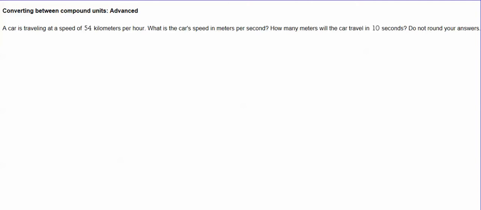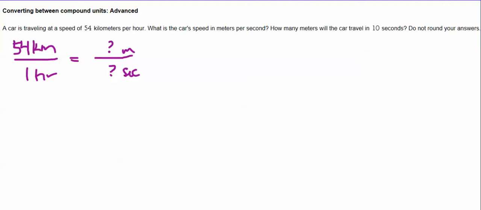They will have a follow-up question just like they did with basic, and we'll ignore that follow-up question until we've addressed the original question. In our first problem, it says a car is traveling at a speed of 54 kilometers per hour. 54 kilometers per 1 hour. And it asks, what is that car's speed in meters per second? So we need to convert 54 kilometers into an exact number of meters, and we need to convert hours into an exact number of seconds.